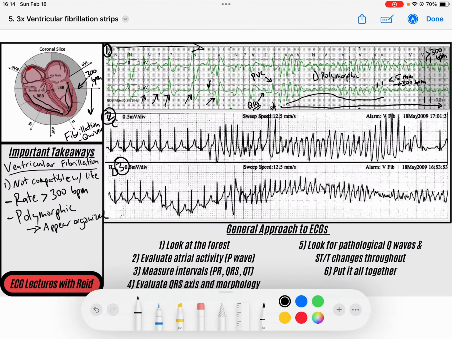What are some of the causes of VFib, right? Usually there has to be some type of event that causes a depolarization, repolarization abnormality, okay?